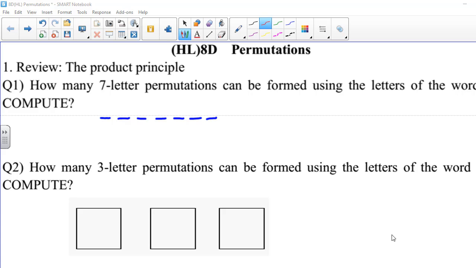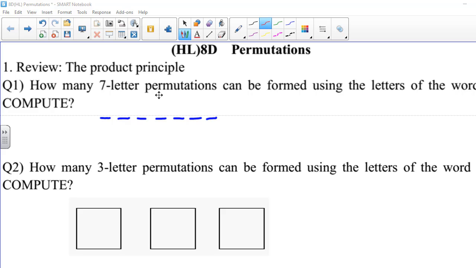Hello everyone. Let's look at 8D permutations. Before we introduce the permutations, let's review the product principle. Let's look at the first review question. How many 7-letter permutations can be formed using the letters of the word compute?